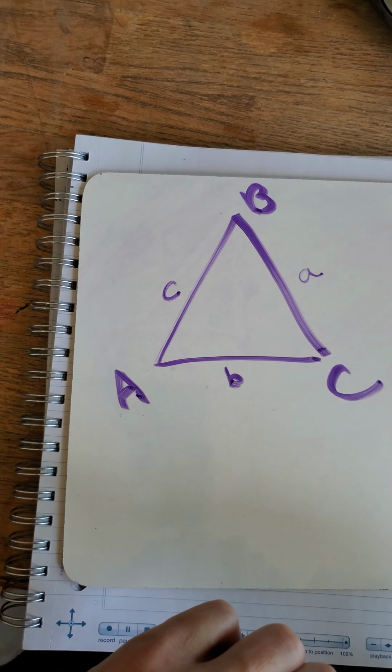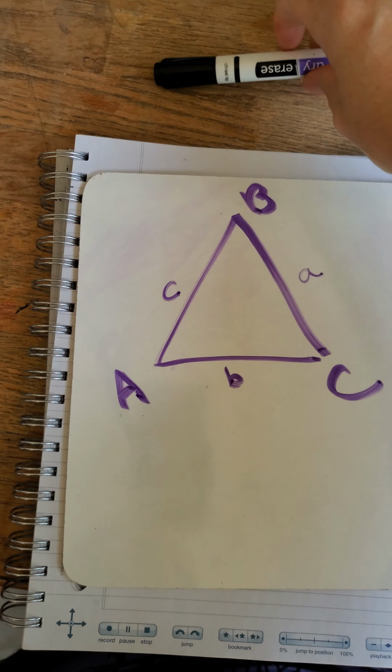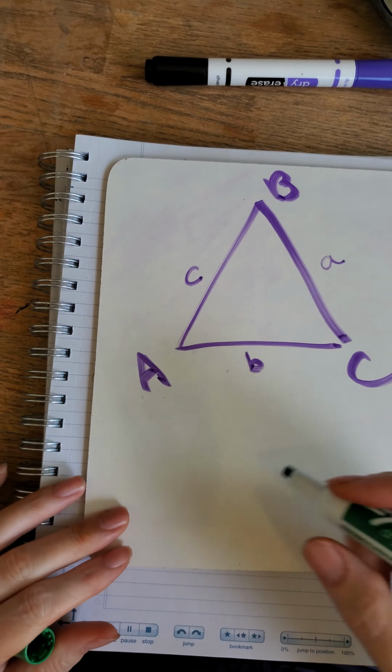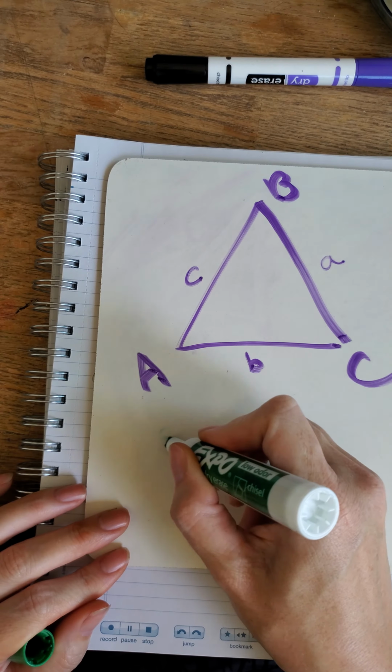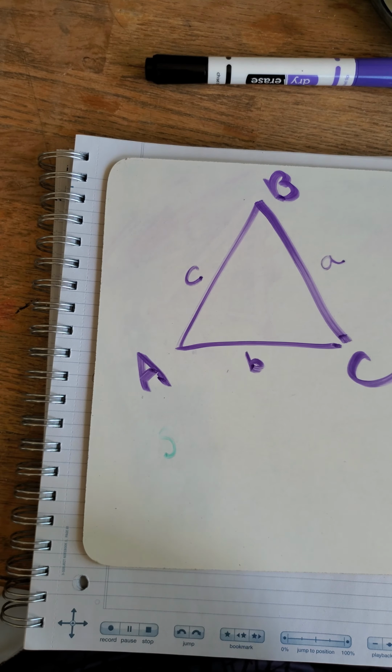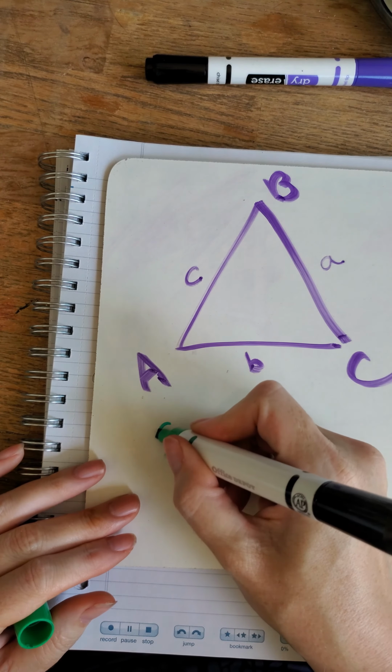So for law of sines, which is really the easier one to do, that equation is, and your book might be a little different. That pen needs to be thrown away. Let's try this one. There we go.